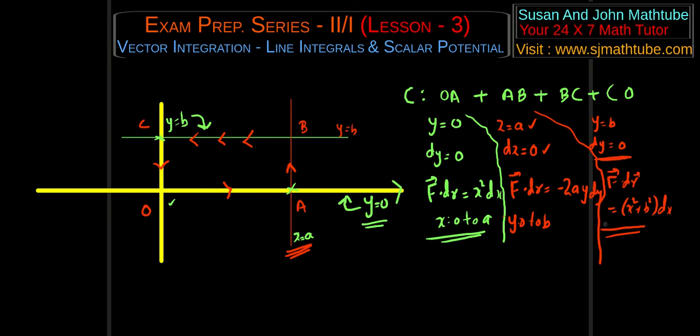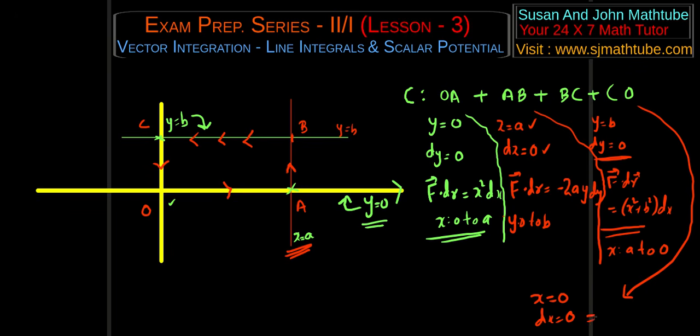And of course the limit is from, look at this, x is a here. At this point x is a, and a to 0. So x varies from a to 0. And finally our CO. CO is the y-axis, and the y-axis means x is equal to 0. So dx will be equal to 0.